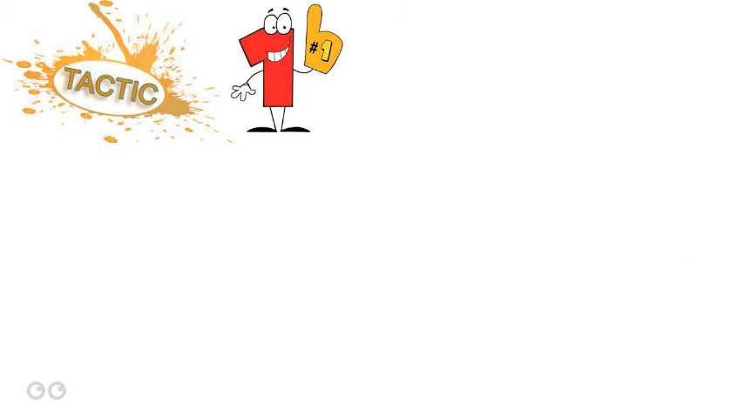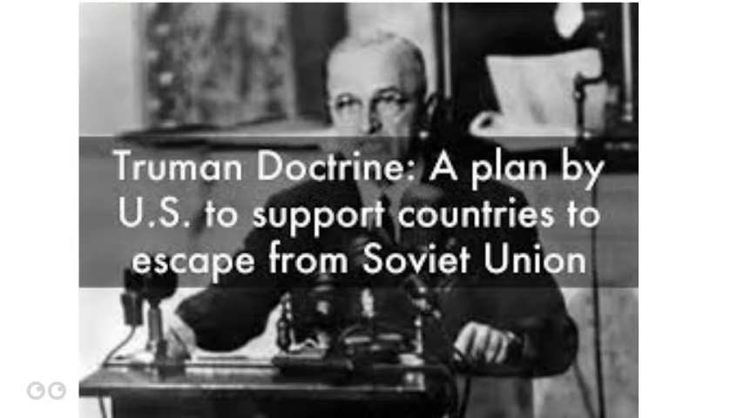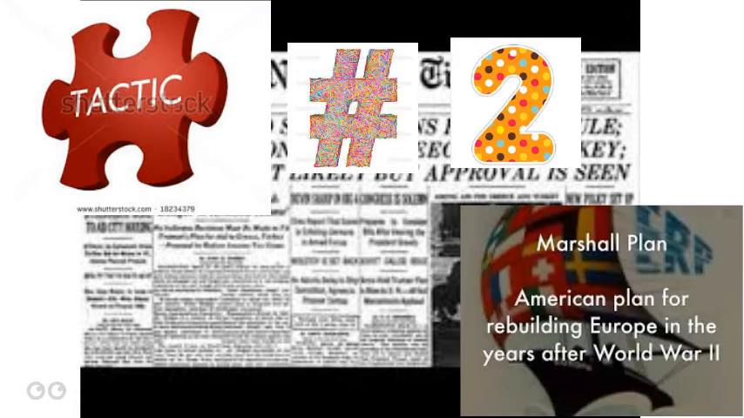The first tactic the United States would use to prevent the spread of communism became known as the Truman Doctrine. This was established in 1947, and President Truman, who it was named after, declared that the U.S. would provide military aid to Greece in order to prevent it from going communist.